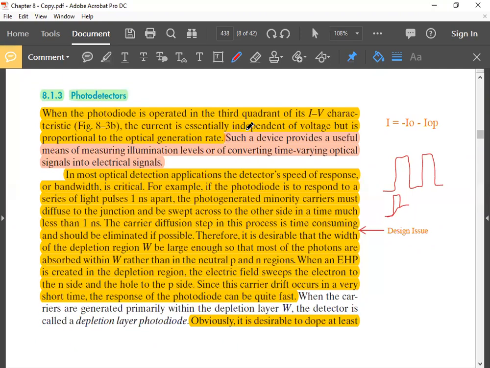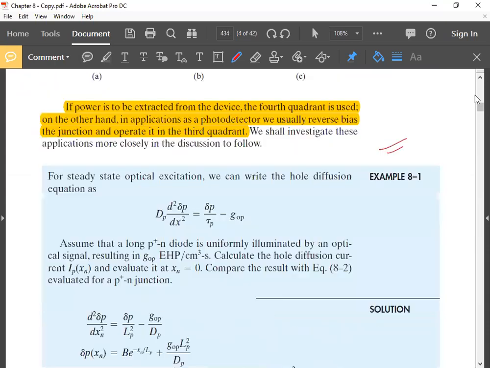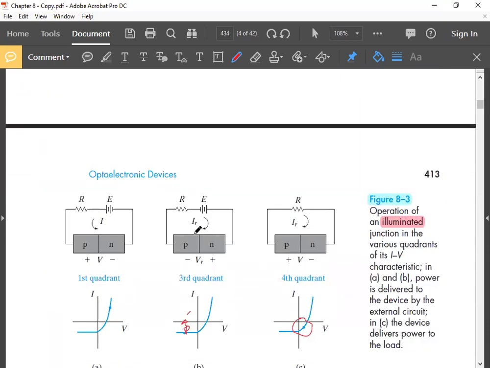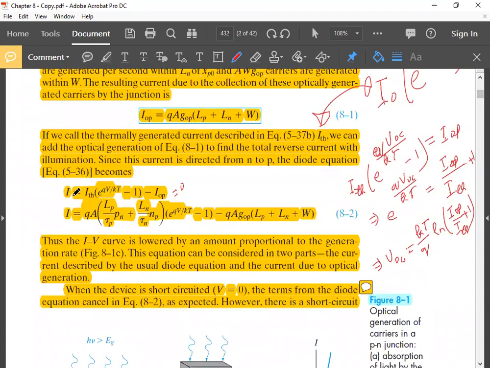In the third quadrant, if you remember, reverse bias voltage is applied. So when you apply reverse bias voltage across a PN junction, what will happen to the current? This is the current equation of the illuminated diode. This V is negative. If it is large enough compared to KT by Q, this term becomes almost 0. So effectively I equals minus I thermal minus IOP.